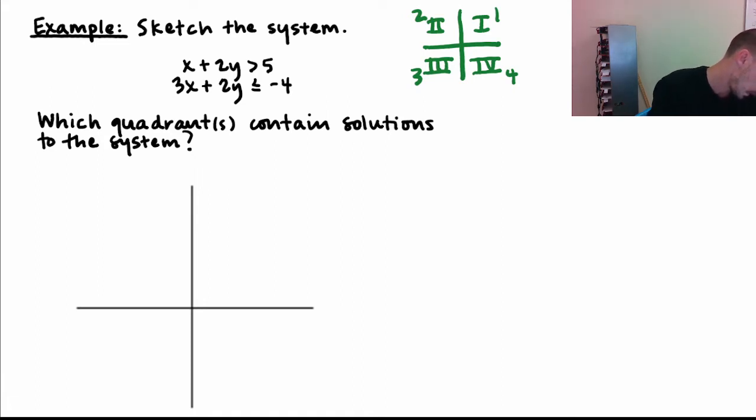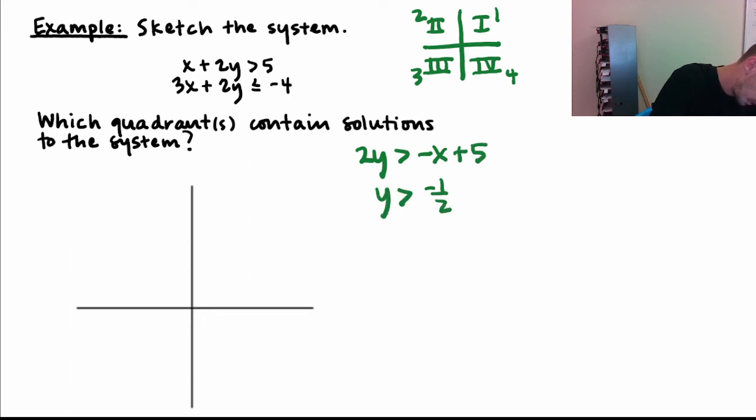I haven't graphed this in a while. I actually delivered this lesson a few days ago, and I don't remember how this one's going to play out. So I'm going to solve for y in terms of x. I don't know if it actually matters. So 2y is greater than negative x plus 5, and y is greater than negative 1/2 x plus 5.